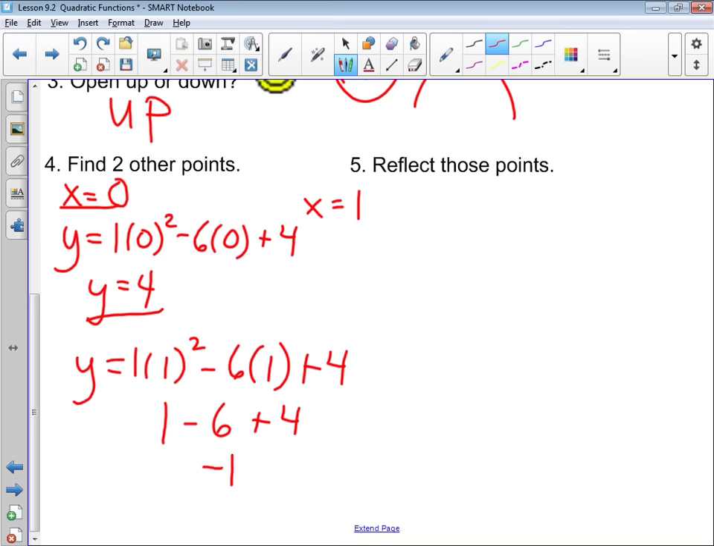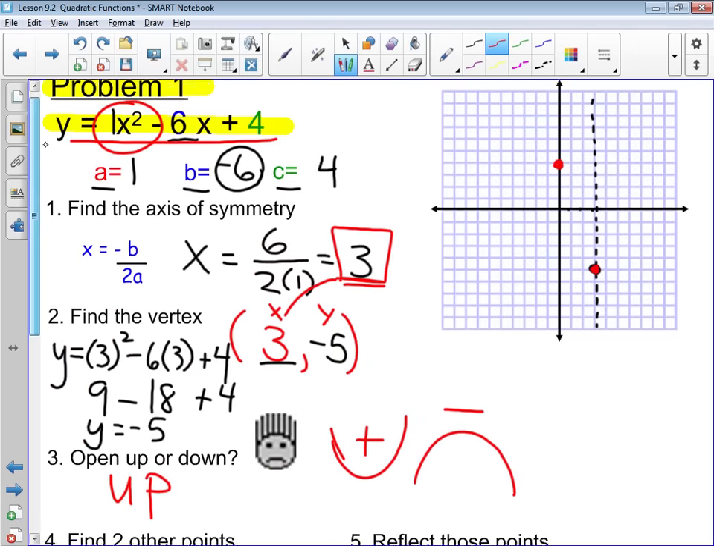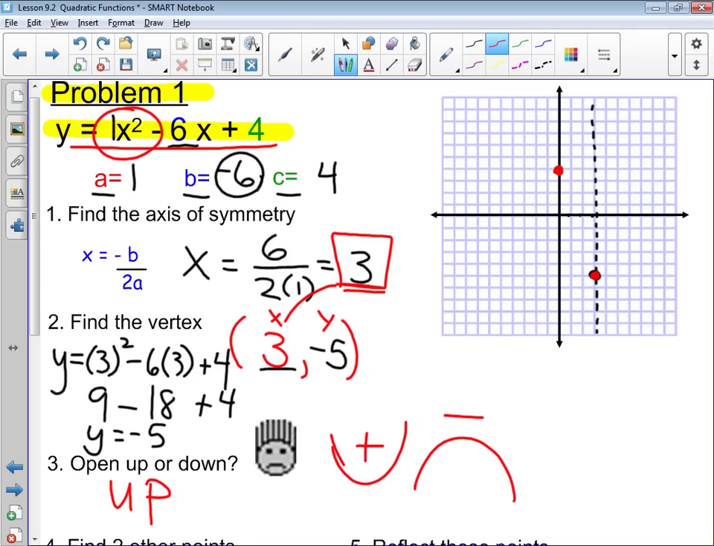So my second set of coordinates is 1, negative 1. So I go back to my graph, I go over 1 and down 1. So I have 3 points. One of them is on the axis of symmetry. 2 of them are on the left-hand side.